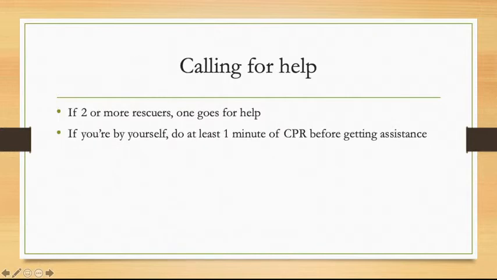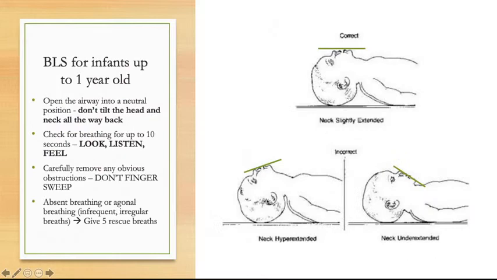So I took these steps from the Resuscitation Council guidelines, and they say that if there's more than one of you, one other person goes for help while the other stays with the baby. But if you're by yourself, you need to do at least 1 minute of CPR before you go get help. So you've called for help, and now you need to open up the airway.